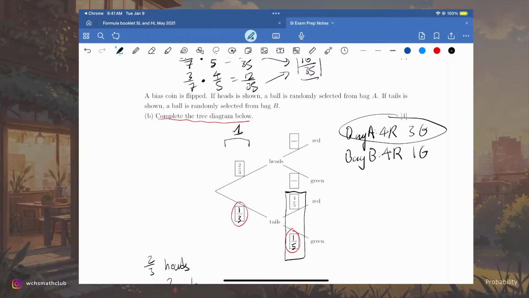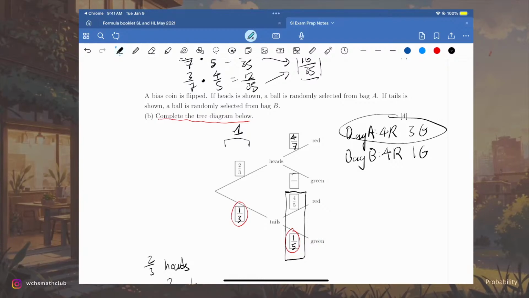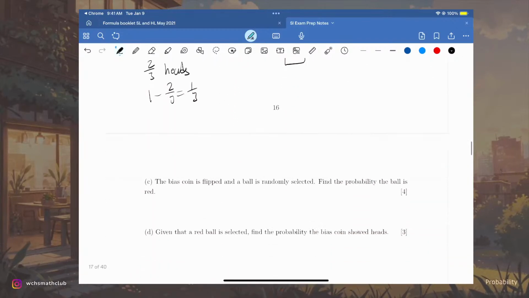So what's the chance that we get a red ball from bag A? Well, that's just favorable outcomes over total outcomes, which is 4 over 4 plus 3 equals 7. And similarly, we have green is 3/7. That's good.